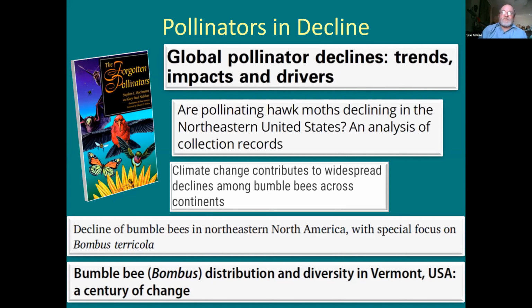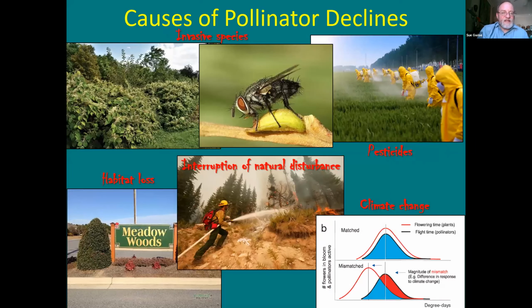But in the last 10, 20 years or so, since that book, The Forgotten Pollinators, came out about 25 years ago, it took a while to get into the public consciousness. Then with colony collapse disorder hitting honeybee populations, people started also paying attention to our native pollinators more. And what are the causes of those declines? Again, Sue's gone over some of this.